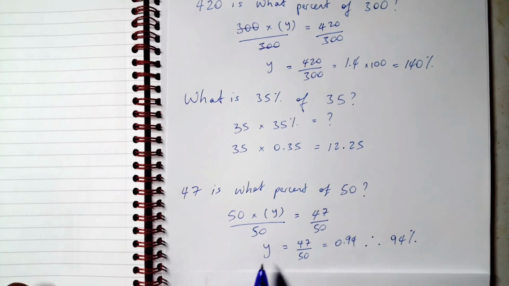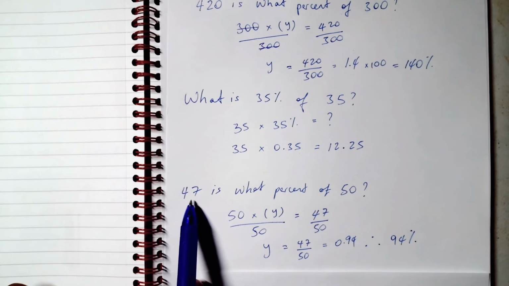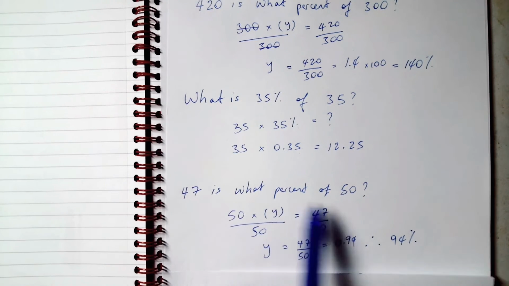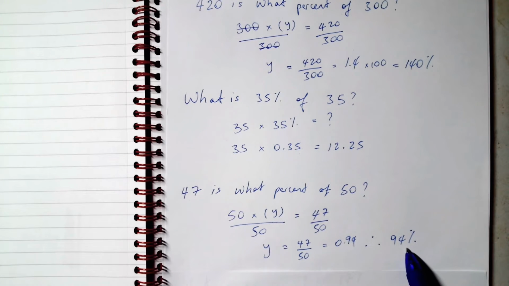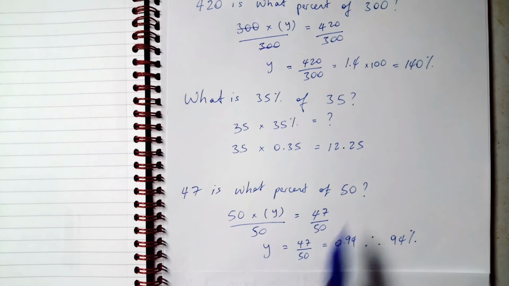Alright, so what percentage is 47? 47 is what percent of 50? 47 is 94% of 50. Alright, and our last example.